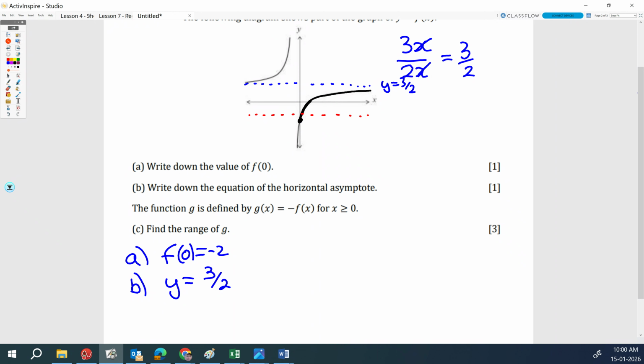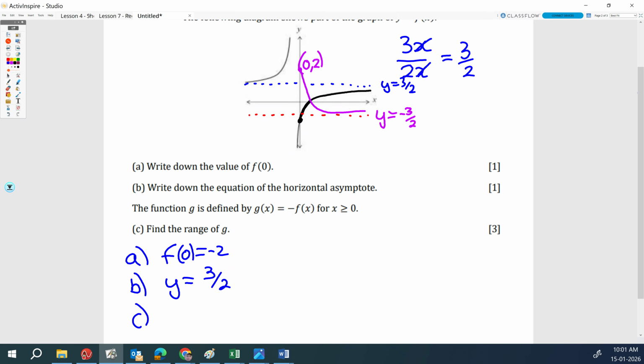So this section of the graph is now going to be flipped to here. It's going to look like this. This will be y is equal to minus 3 over 2. The coordinates at that point were 0, negative 2. So the coordinates at this point are going to be 0, 2.